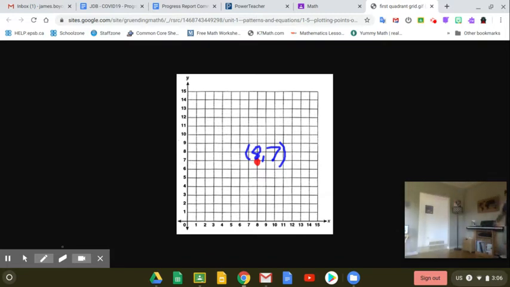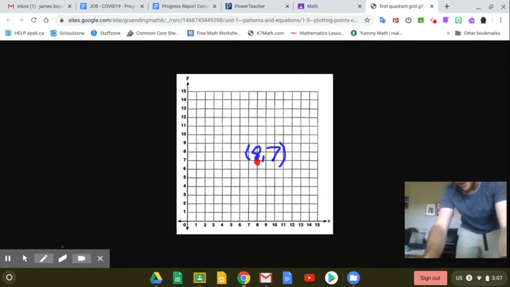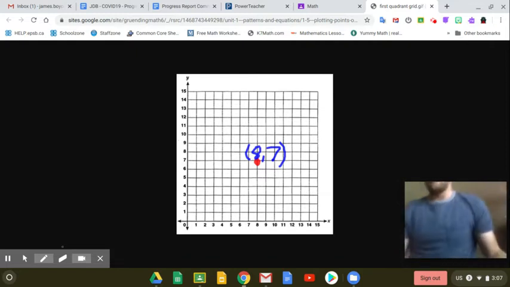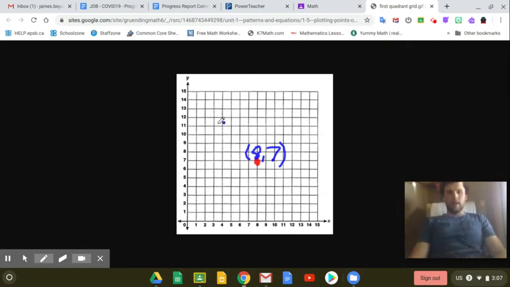So from this wall, it is 1, 2, 3, 4 steps. So my X value is going to be 4. And this one's going to be harder to see because I have something blocking the way, but I'll still try to do it anyways. 1, 2, 3 steps from my front window. So that table in my living room is at the point 4, 3.